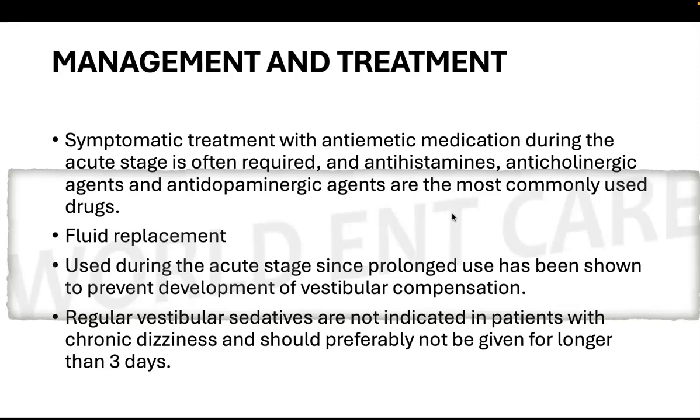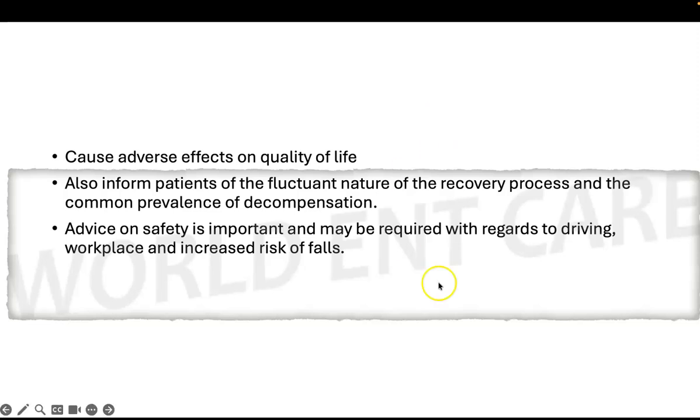Then accordingly, regular vestibular sedatives are not indicated in patients with chronic dizziness and should preferably not be given for longer than 3 days, following which they should be used only as emergency medications on an as-and-when-required basis. Also, vestibular neuritis may cause adverse effects on quality of life, affecting activities such as driving, employment, and loss of confidence in everyday living.